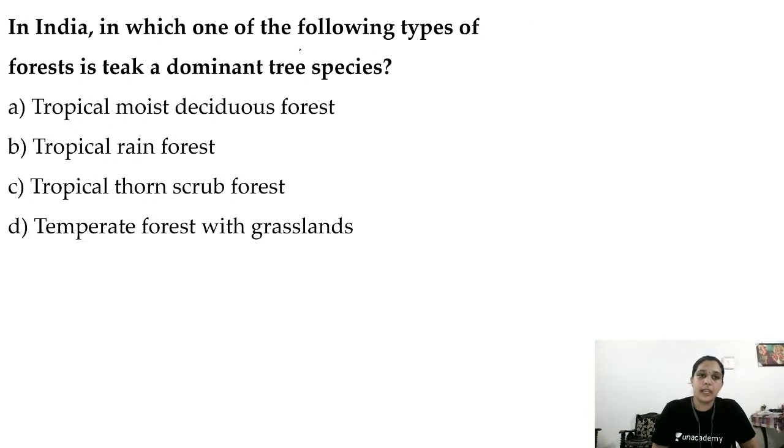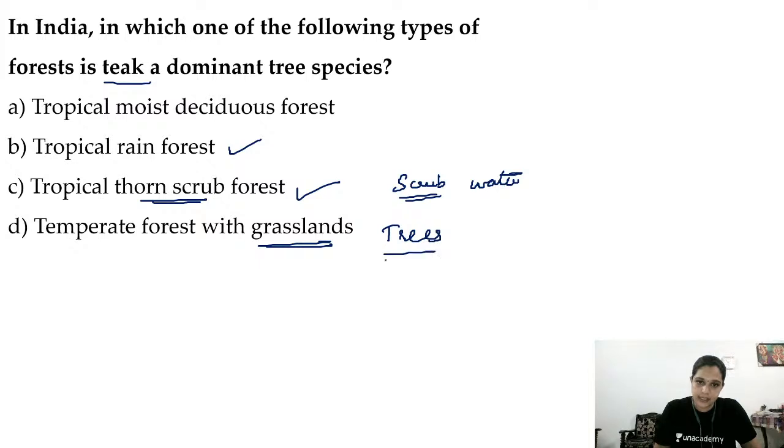In India, in which of the following types of forest is teak a dominant tree species? Tropical moist deciduous, tropical rainforest, tropical thorn scrub forest, temperate forest. See, rainforest is evergreen forest. So in evergreen forest, you don't find teak much. Thorn scrub forest is where the vegetation is very scarce and you have scrub and thorns, where water is very less. Grasslands, you find trees very less in grasslands. So the answer is tropical moist deciduous forest.